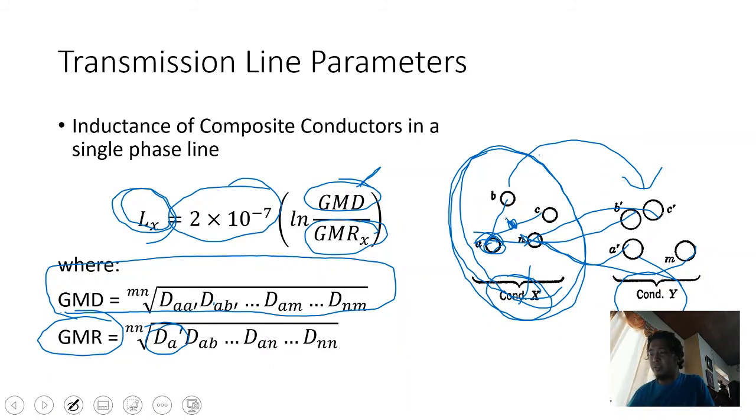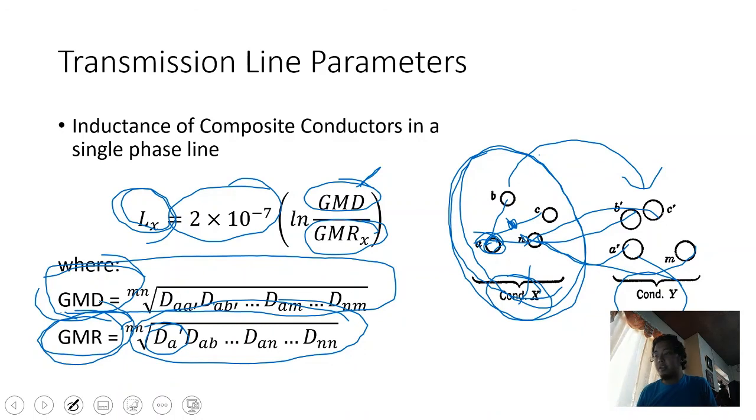So you don't go to A prime here sa GMR. A to A prime is within GMD. A to B is within GMR. A to B prime is within GMD. A to C is within GMR. And so on and so forth. Okay? So, ganun siya. And then you have NN.